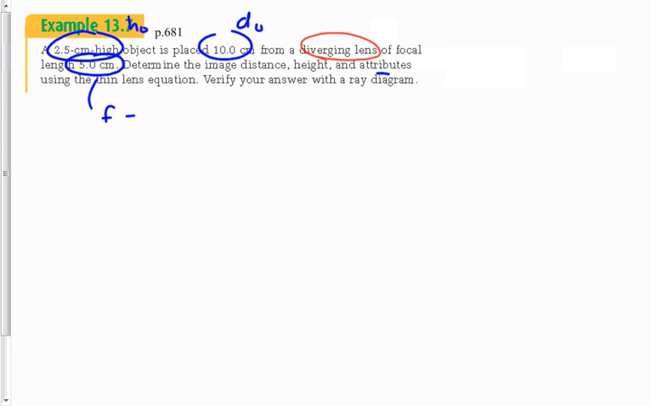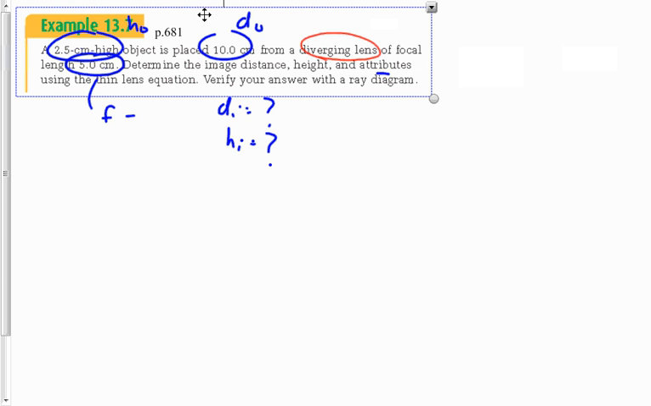We want to find the image distance. We want to find the image height. And of course, the attributes, which we'll deal with once we have those numbers. We got two equations. You're not sure which one to start with? Guess. Okay, the worst that's going to happen is you guess the wrong one. Try the other one. In all likelihood, you're going to end up using both of them anyways. Let's say 1 over f is equal to 1 over dO plus 1 over dI. 1 over negative 5, don't forget the negative, because it's a diverging lens, is equal to 1 over dO, it's 10 centimeters, plus 1 over dI.